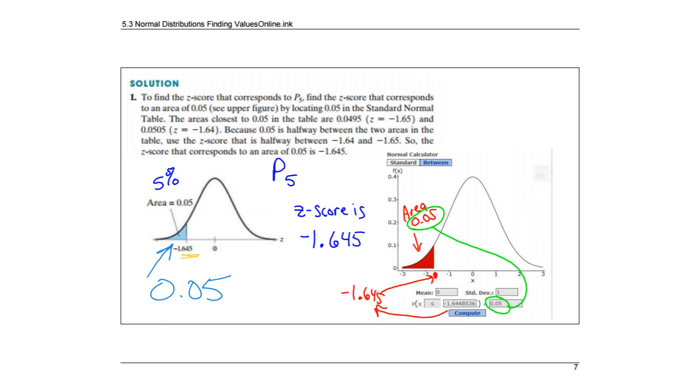So if I go into StatCrunch and I put less than or equal to, and I put the 0.05 on this side, it's going to give me that z-score of negative 1.645. So the z is always on the number line. The area is what is shaded. Let's try 50%.